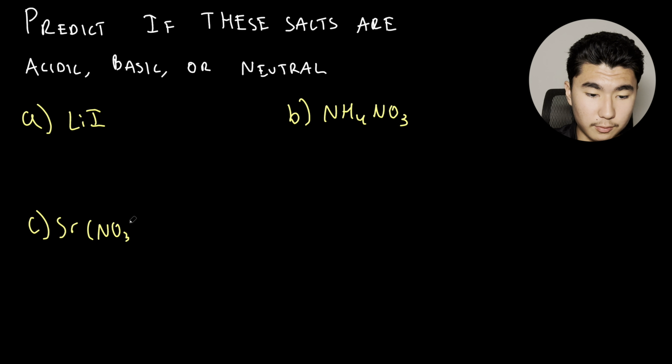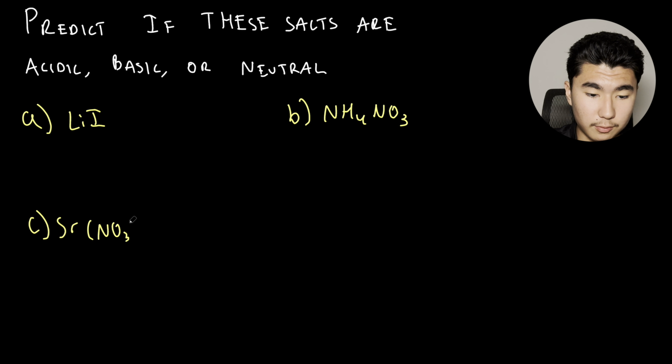Strong base, strong acid, when they react in a salt solution, they're going to produce a neutral pH. So for this one over here, we can say it is neutral, because we have a strong base and a strong acid. When they both react, they produce a neutral pH. So we got A out of the way.